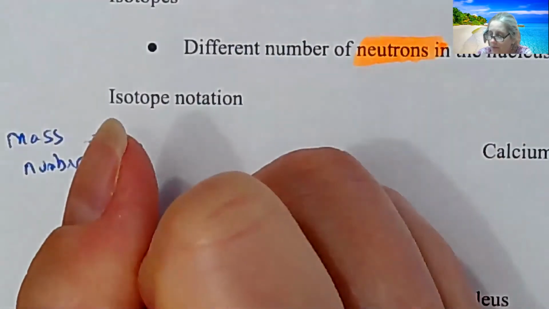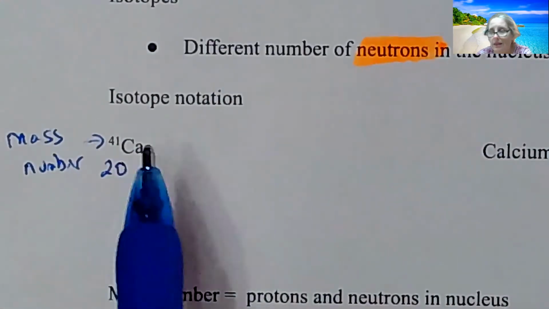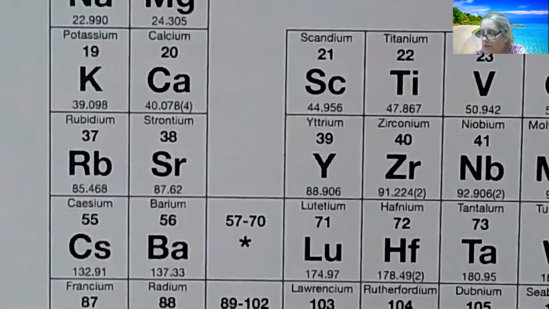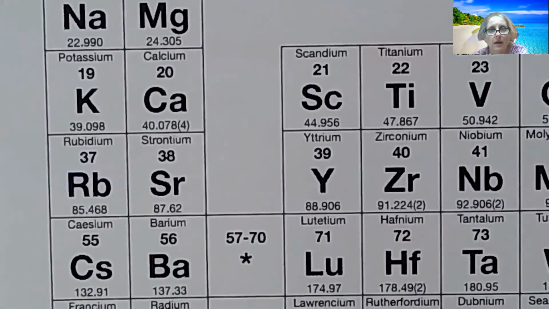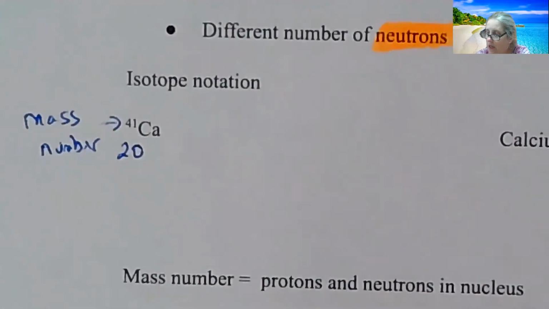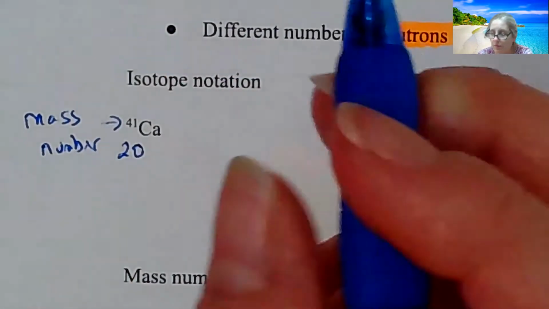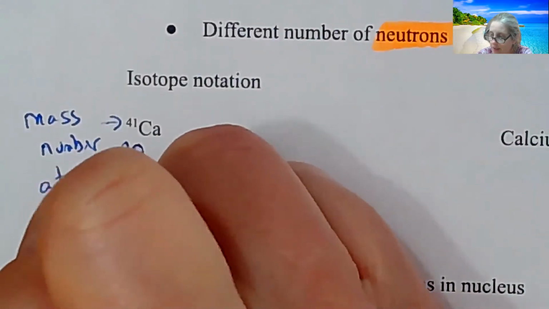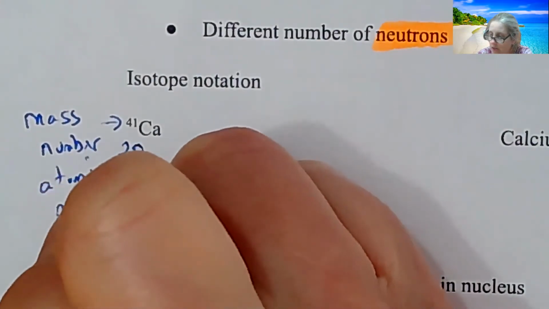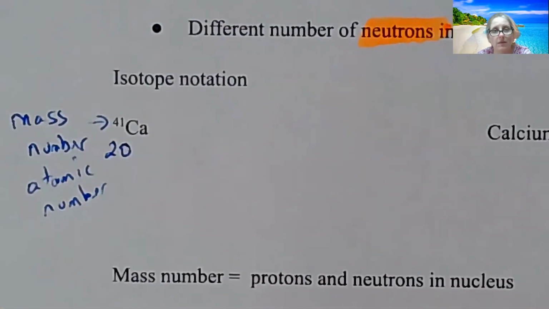The bottom number that you sometimes see is also given. So I'm going to write the 20 in here. And if you look at calcium on the periodic table, calcium has the atomic number of 20. Okay, so that means it has the number of protons. So this is called its atomic number. So if you see isotope notation, mass numbers on top, atomic numbers on the bottom.